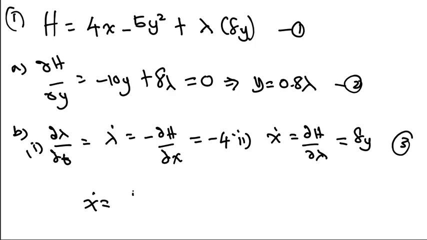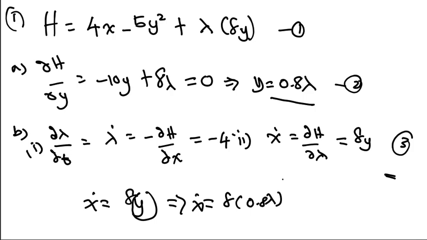So you have x dot equals 8y from equation number 3, but you know that y is equivalent to equation number 2 here. So you can substitute it back here. So you get x dot equals what? 8 times 0.8 lambda equals 6.4 lambda. I hope up to this point you can understand what I'm saying. The process is quite long actually.